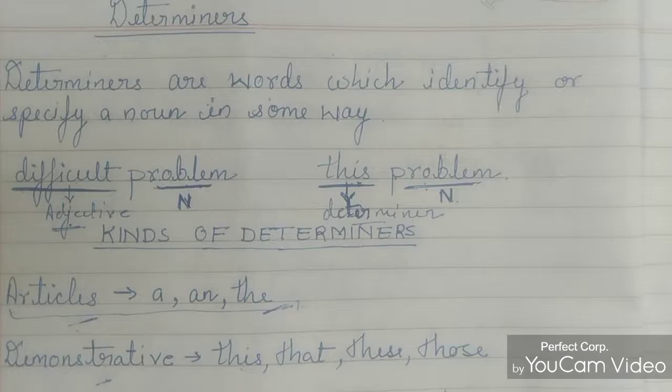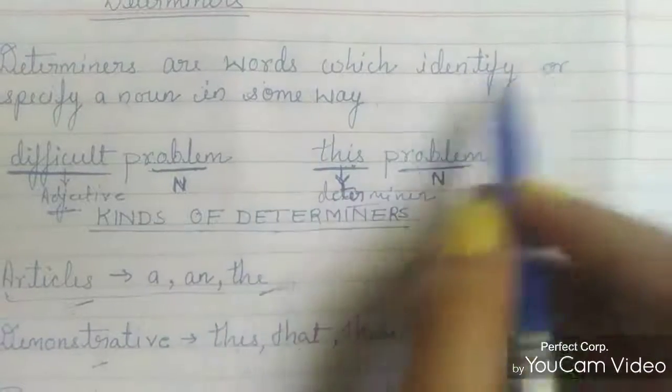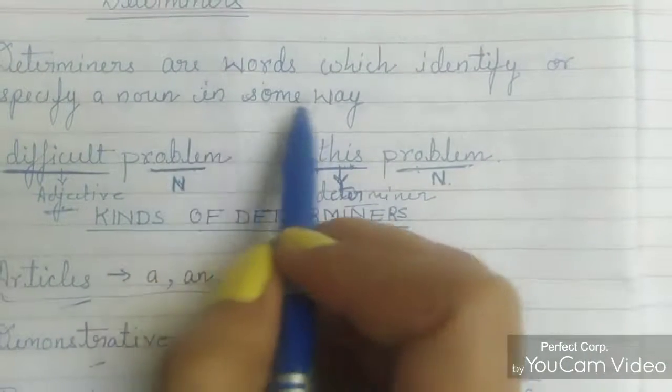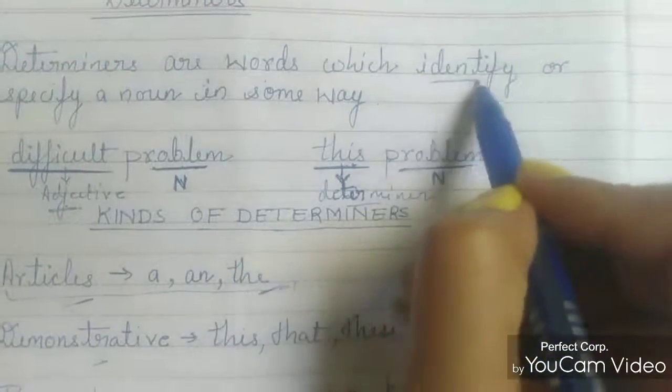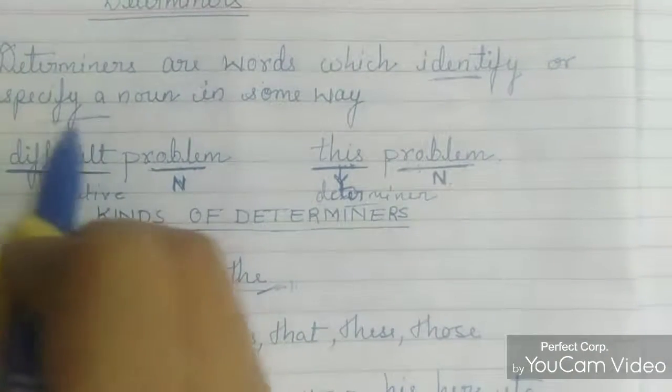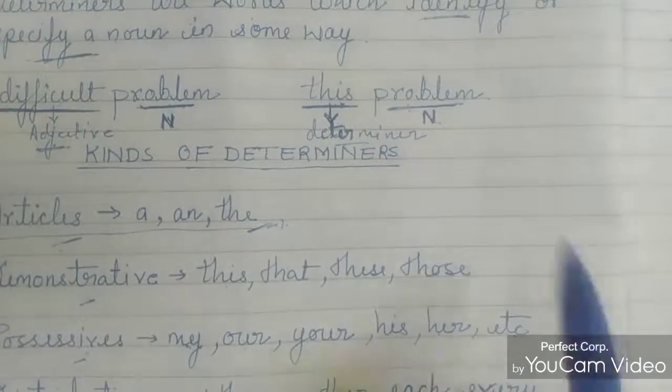Your first chapter is determiners. What are determiners? Determiners are words which identify or specify a noun in some way. That means if we are identifying or specifying a noun in some way, those words are called determiners. I have taken two examples.